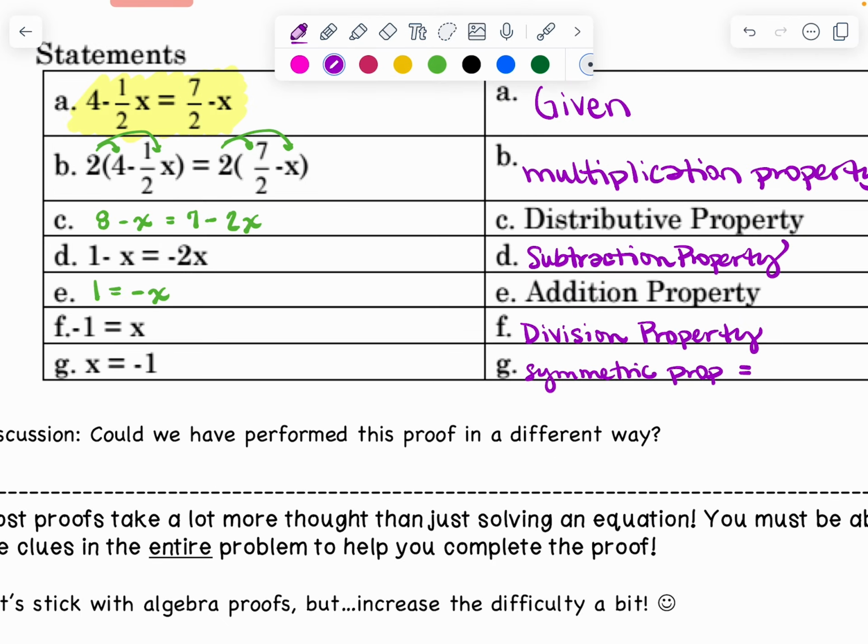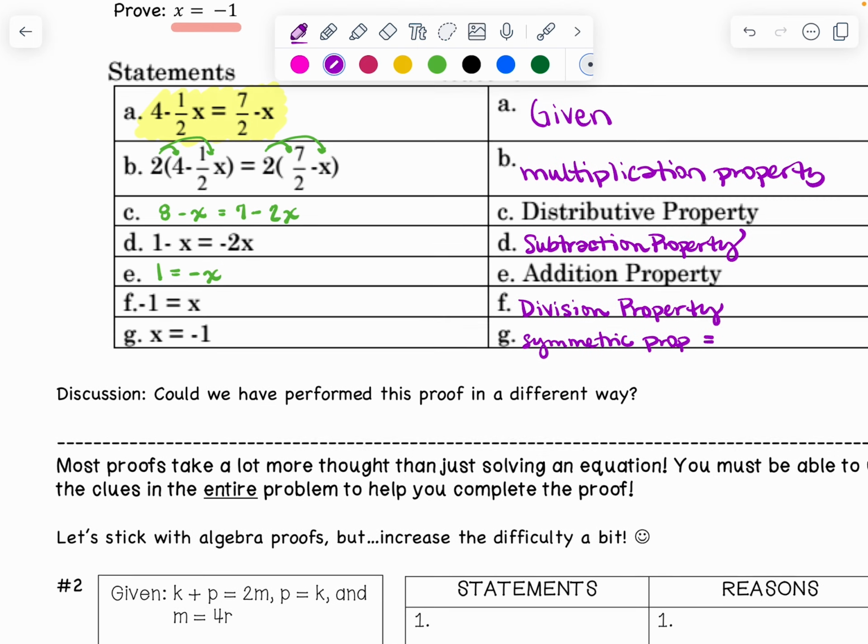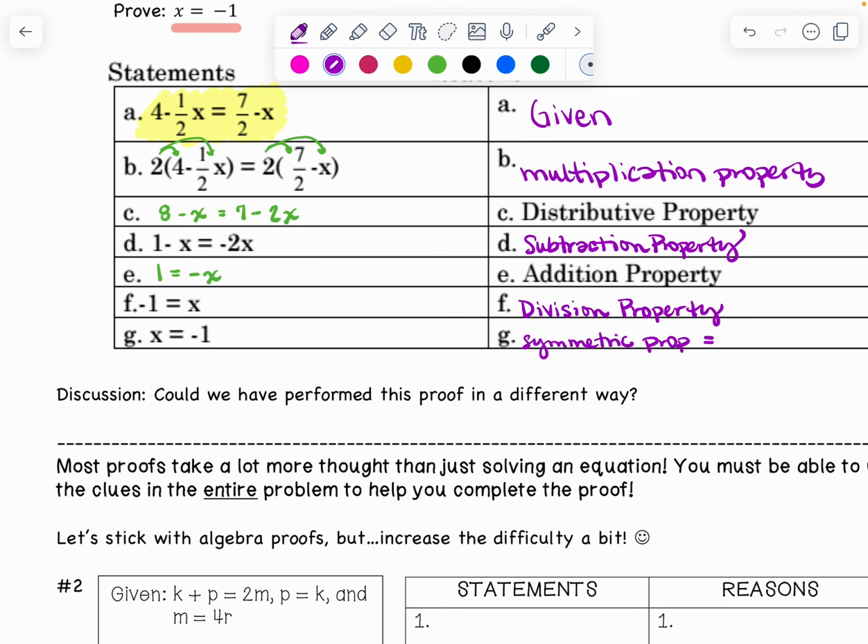All right, could we have done this a different way? Of course, right? I wouldn't have solved it this way. I would have gotten my x's to the left and my constants to the right, and that would have saved me a couple of steps. So all proofs can be done in a different way if you're doing it from scratch yourself.